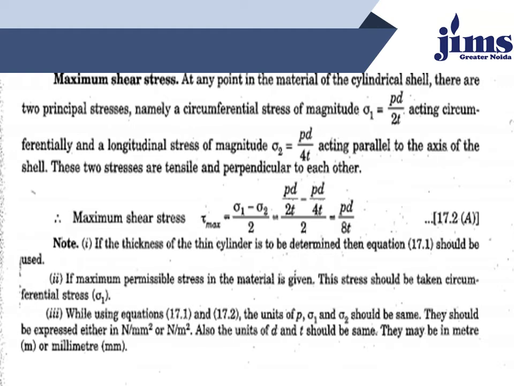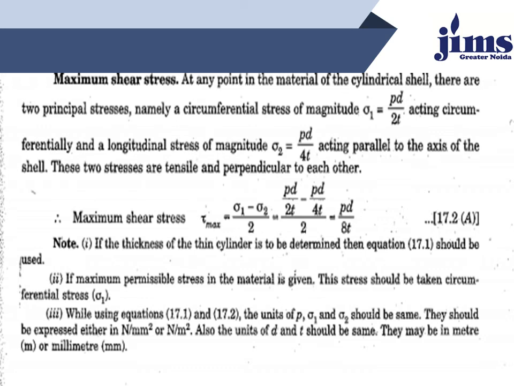The next is maximum shear stress. At any point in the material of the cylinder shell, there are two principal stresses: the circumferential stress of magnitude sigma 1 equal to PD by 2t acting circumferentially, and the longitudinal stress of magnitude sigma 2 equal to PD by 4t acting parallel to the axis of the cylinder shell. These two stresses are tensile and perpendicular to each other. That's why tau max is equal to (sigma 1 minus sigma 2) by 2, which is equal to PD by 8t.